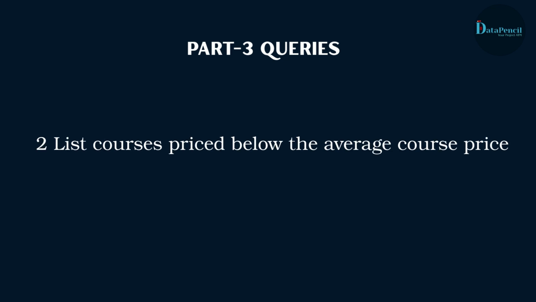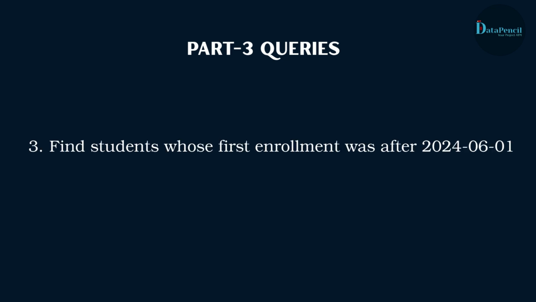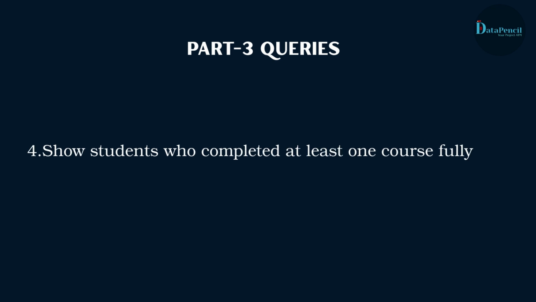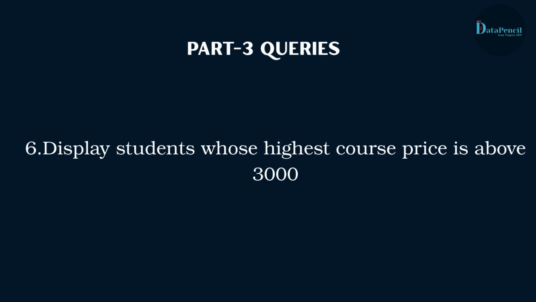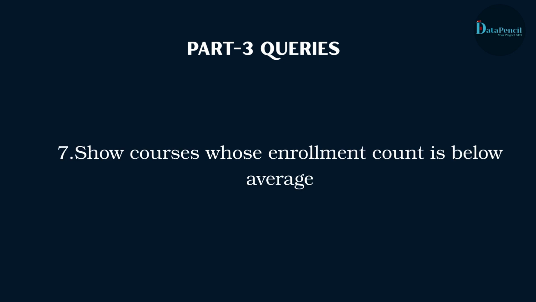List courses priced below the average course price. Query 3. Find students whose first enrollment was after 2024-06-01. Query 4. Show students who completed at least one course fully. Query 5. Find the cheapest course in each category. Query 6. Display students whose highest course price is above 3000. Query 7. Show courses whose enrollment count is below average.